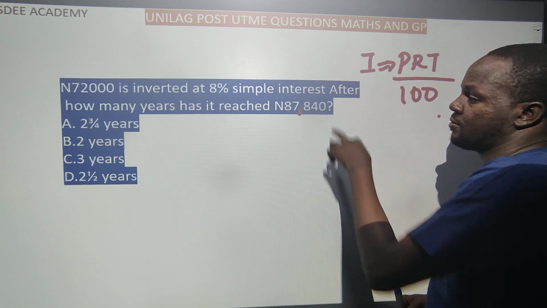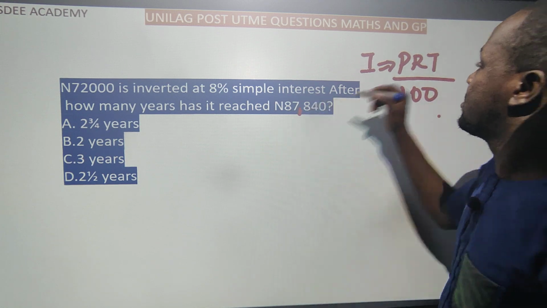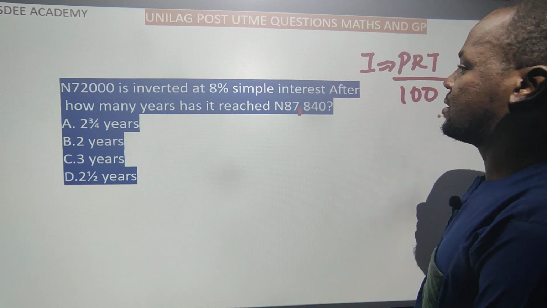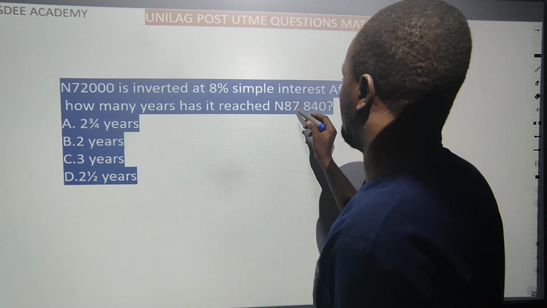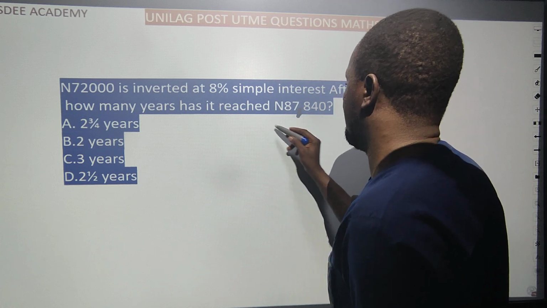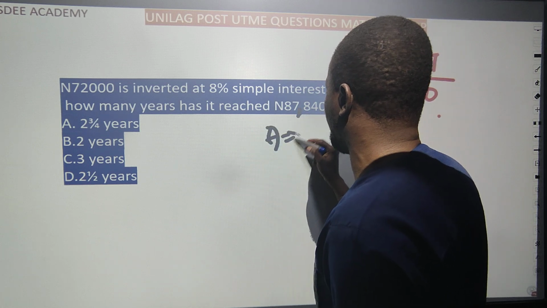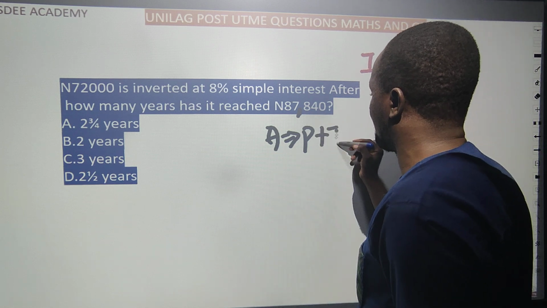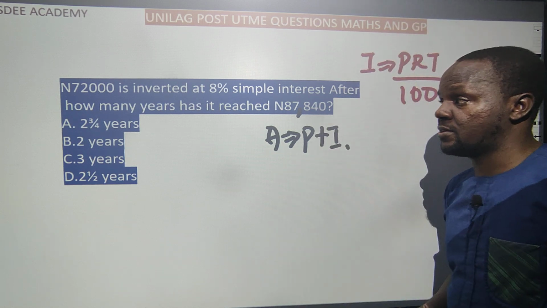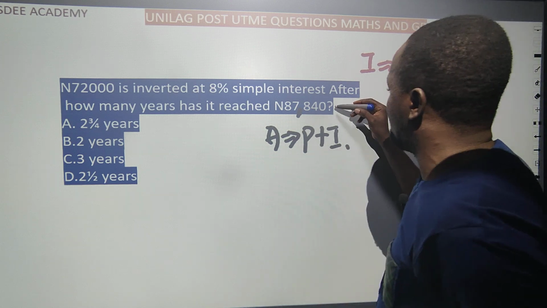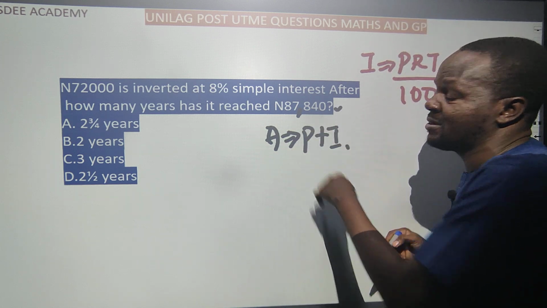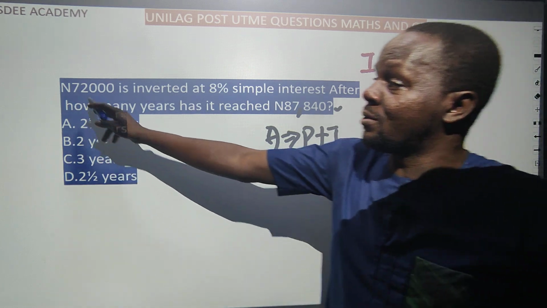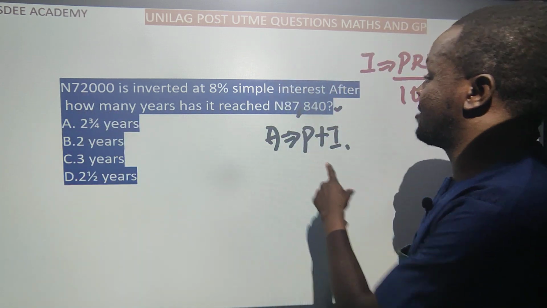So you can see 87,000. You are looking for the time. The rate is 8. Principal was 72,000. Now, listen. This is the amount. That is what most of you don't know. Amount is equal to the initial principal you used to start the business plus the interest it has accumulated. So that means now I was given the amount. It has amounted to 87,840. So how much interest is now on it? You started with 72k. Now it is 87,840.